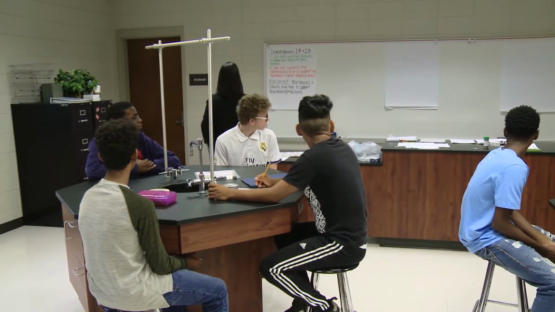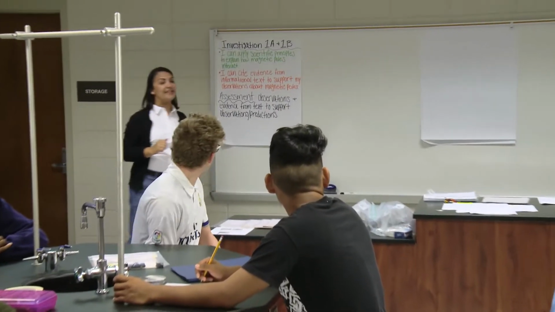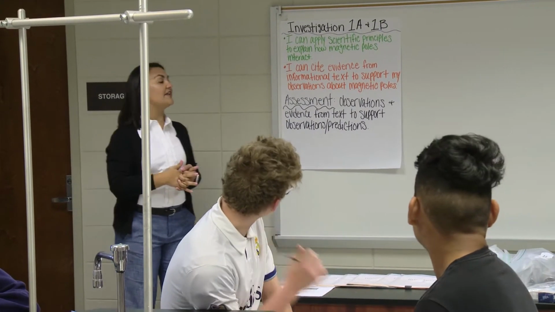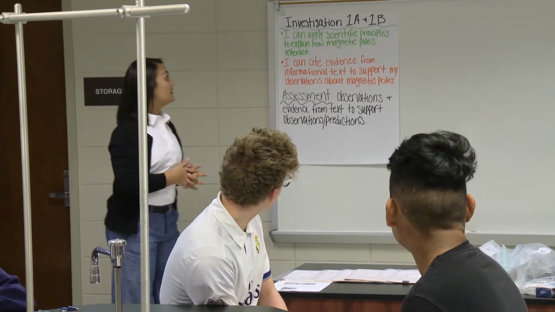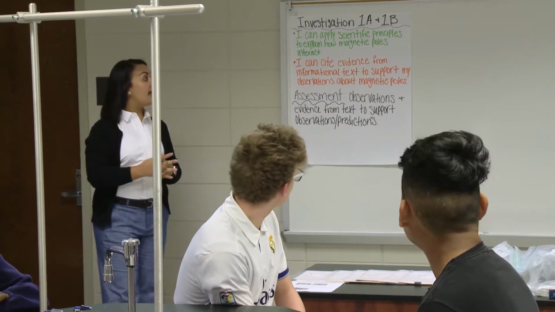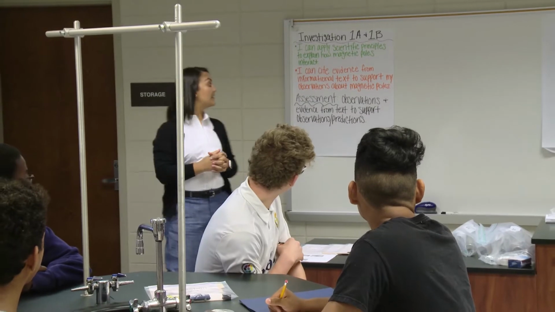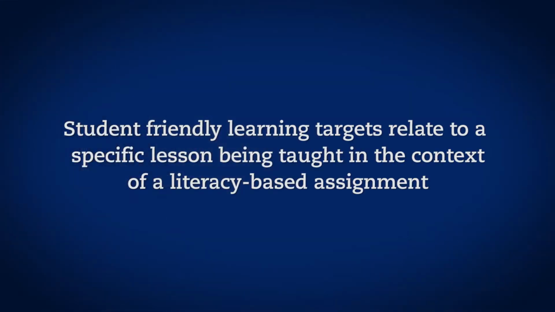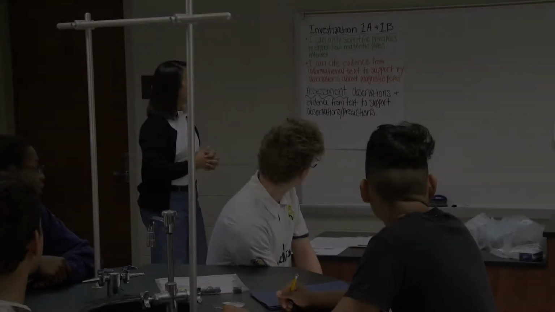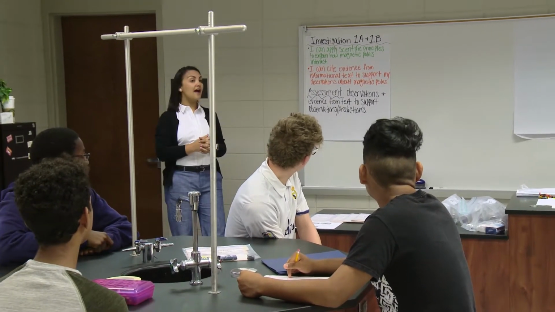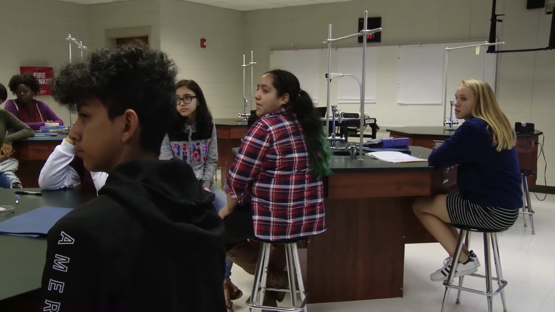So let's go ahead and read our learning target. So repeat after me. I can apply scientific principles to explain how magnetic poles interact. Clear and measurable learning targets are communicated with students to explain what will be learned and what will be produced as an artifact of learning.